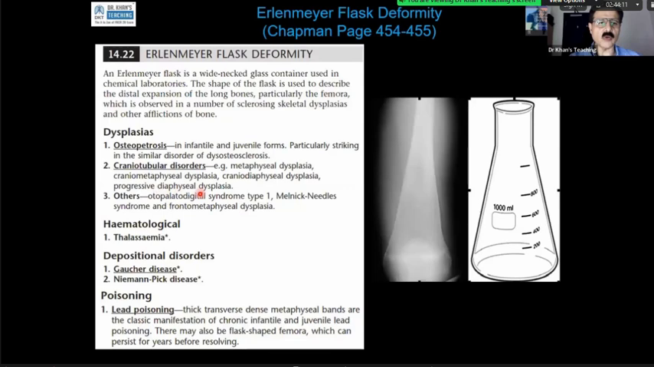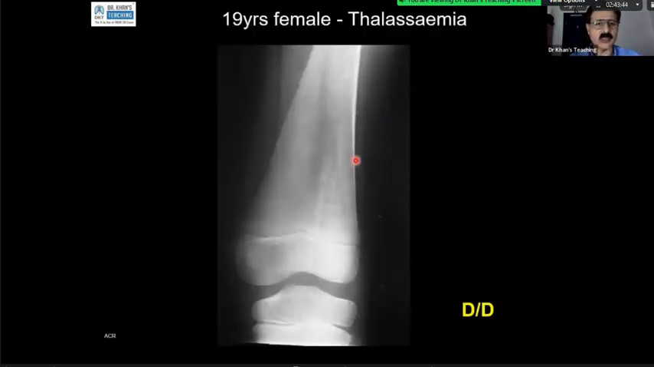So this is what we call an Erlenmeyer flask deformity. In your laboratory, all of you in your A levels and GCSE must have used this flask in chemistry experiments. When there is a femur in which the distal metaphysis is expanded, we use this word, and there will be a differential diagnosis. Even here, there are no stigmata on this film for you to confirm that this is thalassemia.